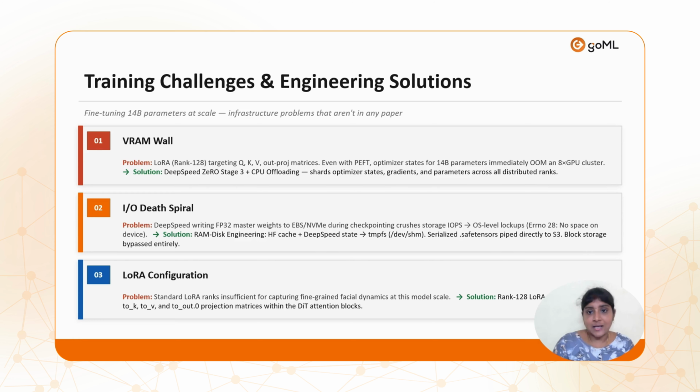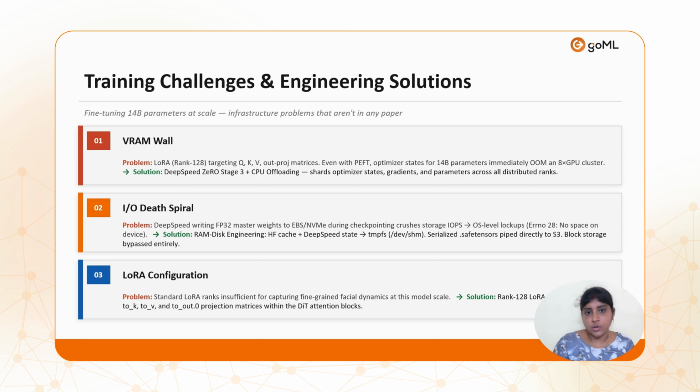The second one is the input output death spiral. When DeepSpeed aggregates across 8 GPUs to write weights of 32 bits, which is FP32, the IOPS demands are extreme. EBS gets saturated and we hit OS level lockups. So our solution was to bypass block storage entirely. So we rerouted the Hugging Face cache and DeepSpeed state into RAM disks. The entire checkpoint operation ran in volatile memory and safe tensors were piped directly to S3.